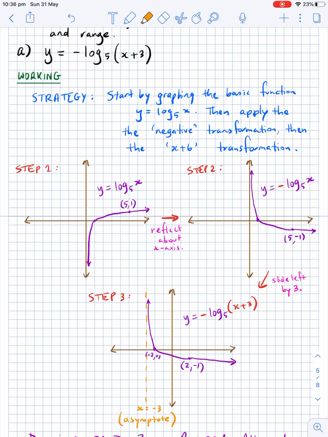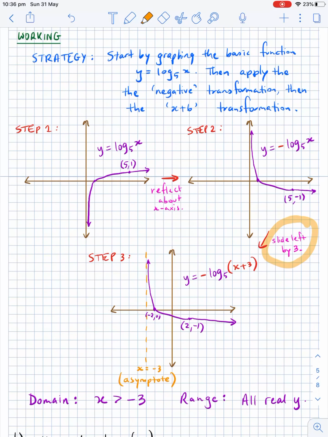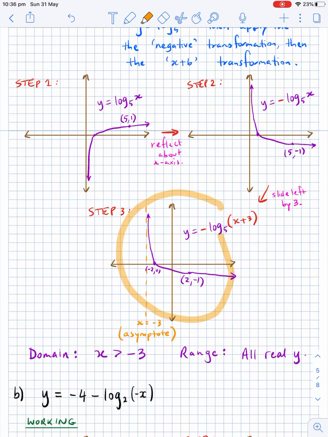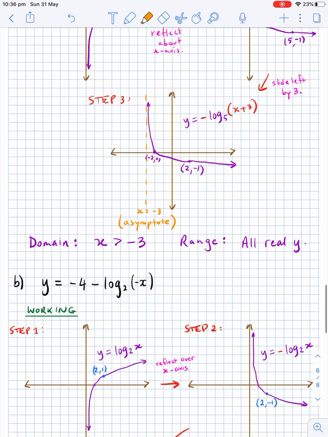And now I'm going to deal with this plus 3, which is moving to the left by 3. So I'm literally going to grab that equation, I'm going to slide it to the left by 3, and I get something that looks like this. You'll notice that this asymptote here has to get moved over to the x equals -3 line. So we get this sort of looking equation in the end for our desired function.